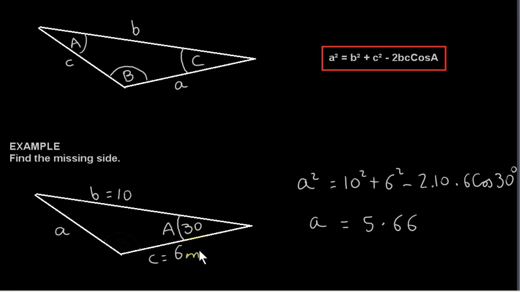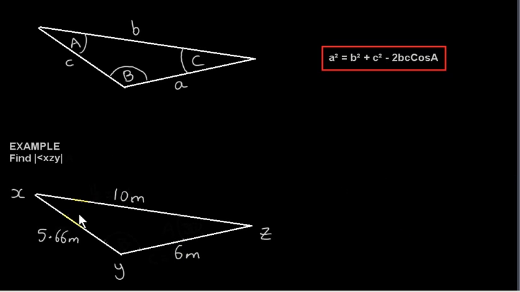So if these lengths are in meters, then A is 5.66 meters. Here is another situation where we have to use the cosine rule. We are given three sides of a triangle. That means this triangle is fully specified. If we have three sides of it, then there's a unique triangle with these three sides, and we're interested in finding one of the angles.